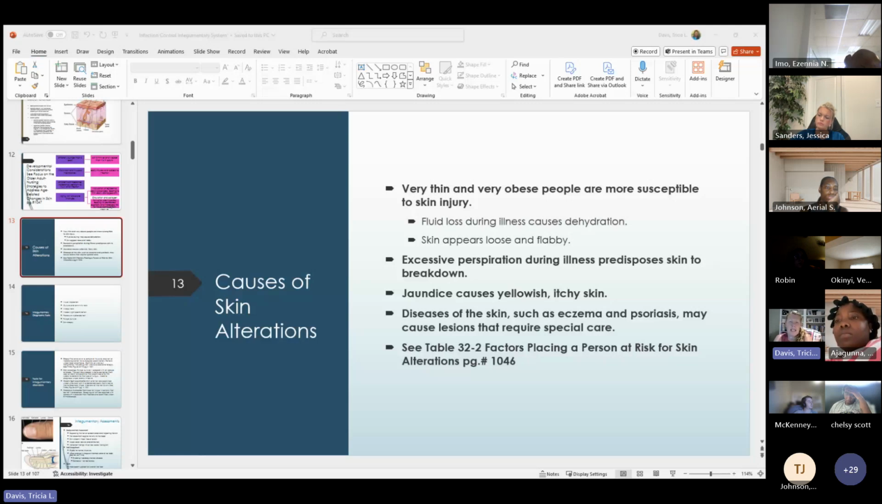Another cause of skin alteration is just going to be any type of disease that develops on the skin. Some of the most common things that we see are going to be eczema or psoriasis, which cause these patchy areas to develop on the skin. They would obviously require to be treated by a dermatologist.